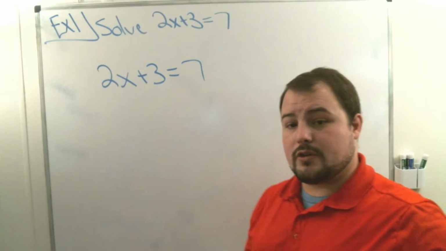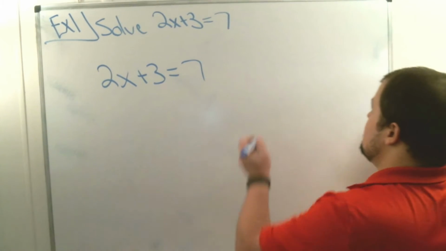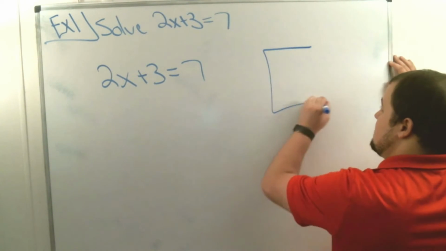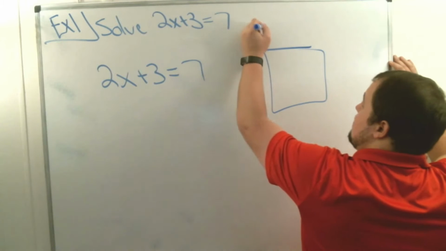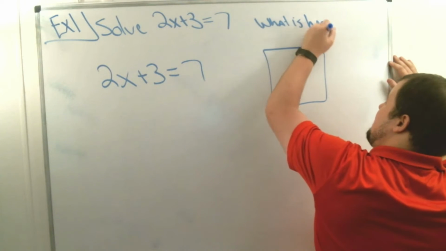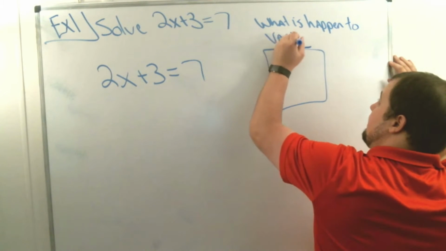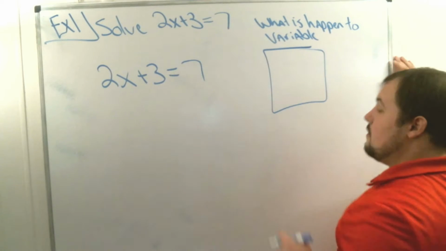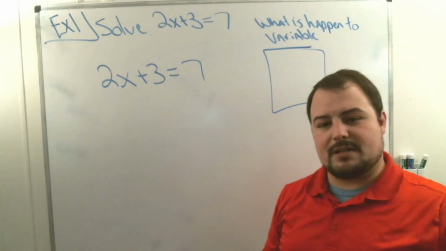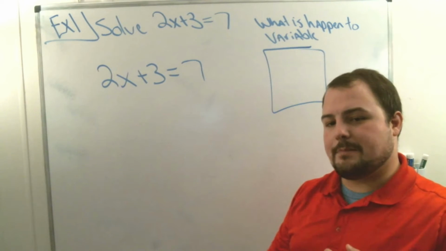I'm going to teach you a trick for how to solve these problems, and then maybe you'll figure out how to do this. I call this my little cheat box. Really, my box is: what is happening to the variable? In this box, we're going to figure out what's happening to the variable. And once we know what's happening, we know how to undo those operations.